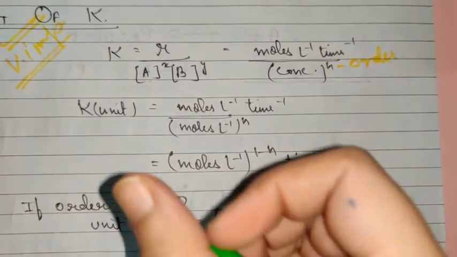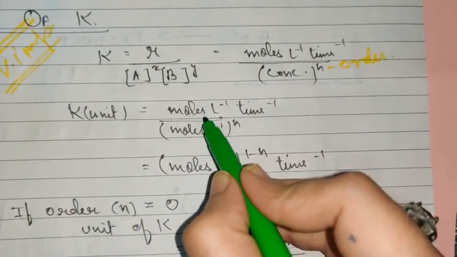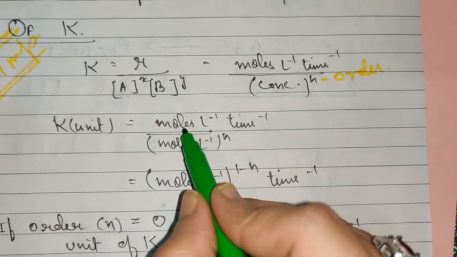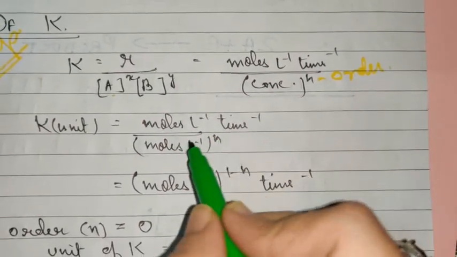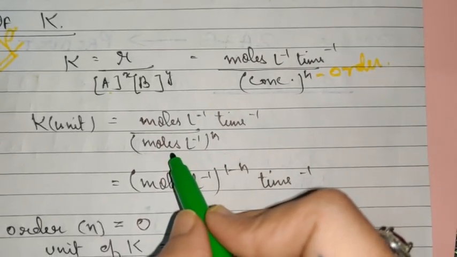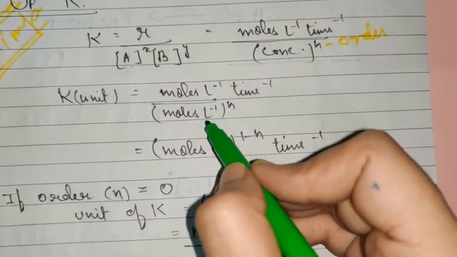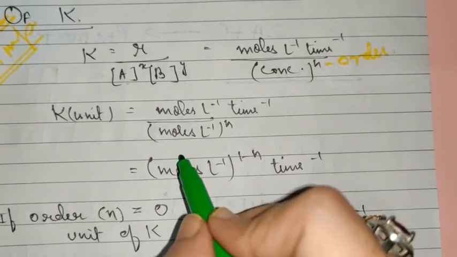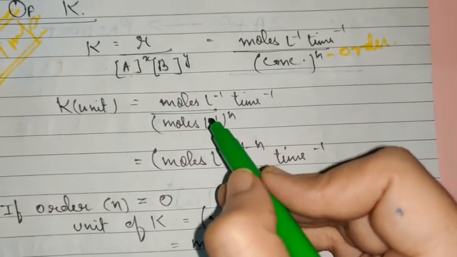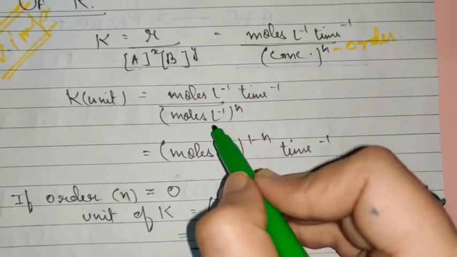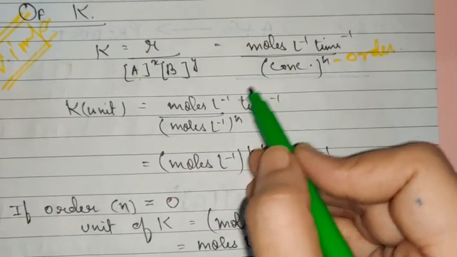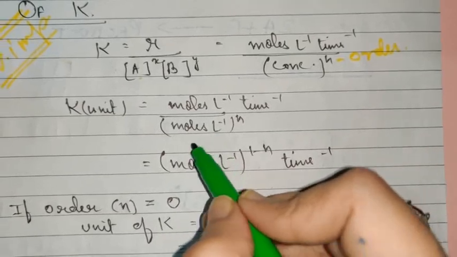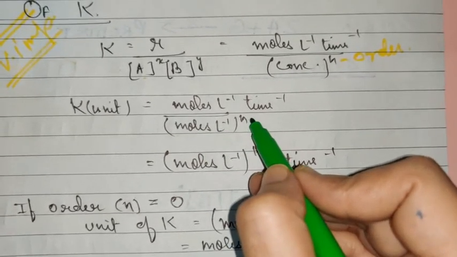So what will be the unit of K? As you can see here, I have written moles per liter per unit time upon the unit of concentration, which is also moles per liter. If you remember molarity, molarity is moles per liter, and the most common way of expressing a concentration is moles per liter only. So we take it moles per liter raised to the power n.